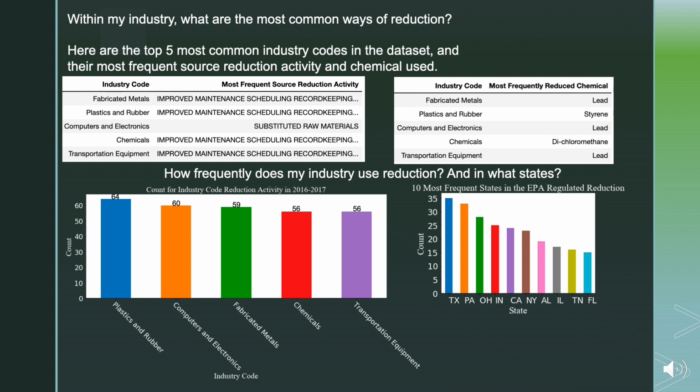How frequently does my industry use reduction, and in what states? From the following, you can see that plastics and rubber is one of the most frequently used in the table as an industry name. And then the most frequent state in the EPA regulated reduction is Texas. This can help you as a facility manager with hopes of wanting to get into chemical reduction with an idea of what kind of states, facilities, and types of facilities are getting into this kind of recycling.